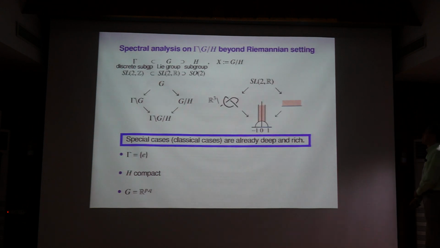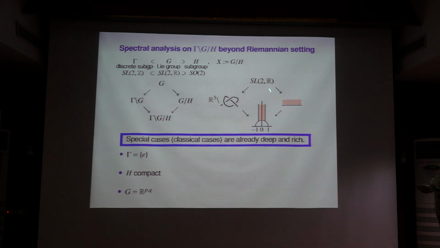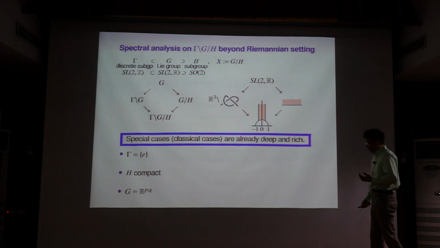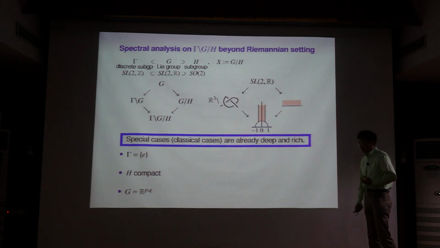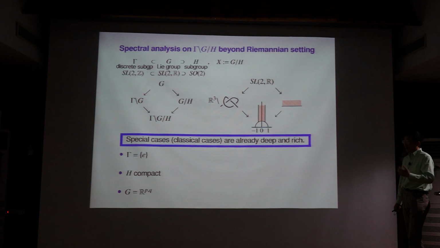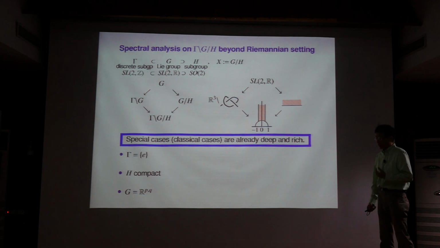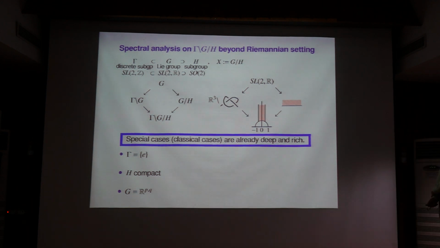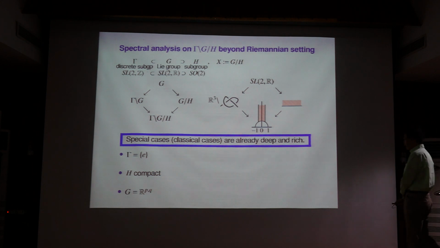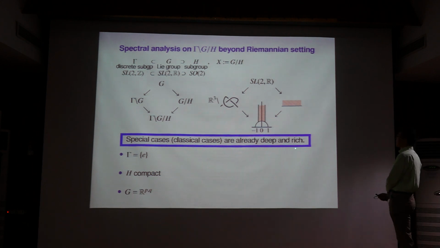But let me explain what we want to do. This figure is a classical setting. We consider Lie groups, closed subgroups, and discrete subgroups acting properly discontinuously on G/H. Then we want to understand Γ-periodic eigenfunctions or distributions of eigenvalues, and also expansions of arbitrary functions by means of the periodic eigenfunctions. And already the special cases are rich and deep.